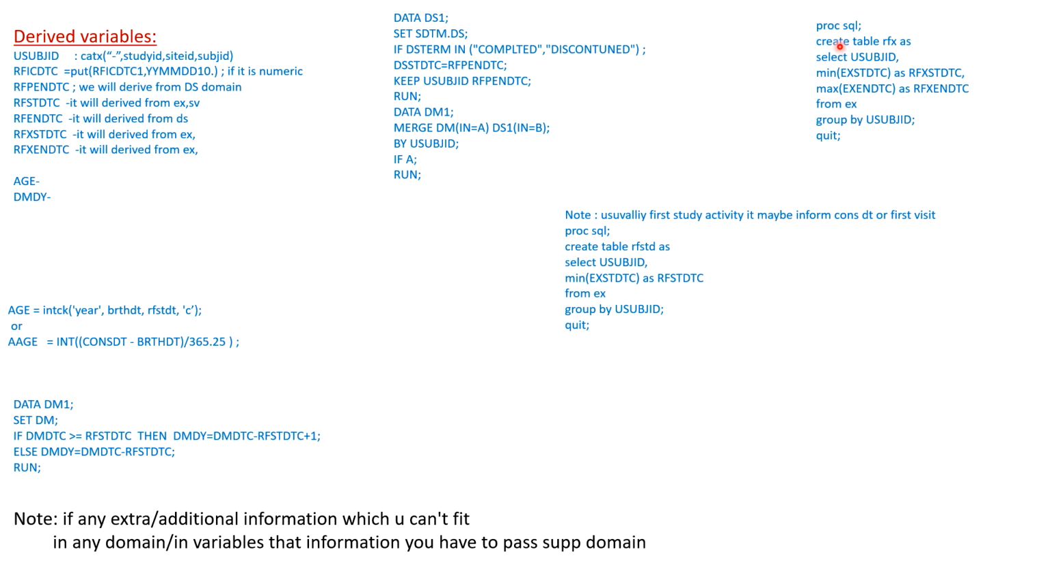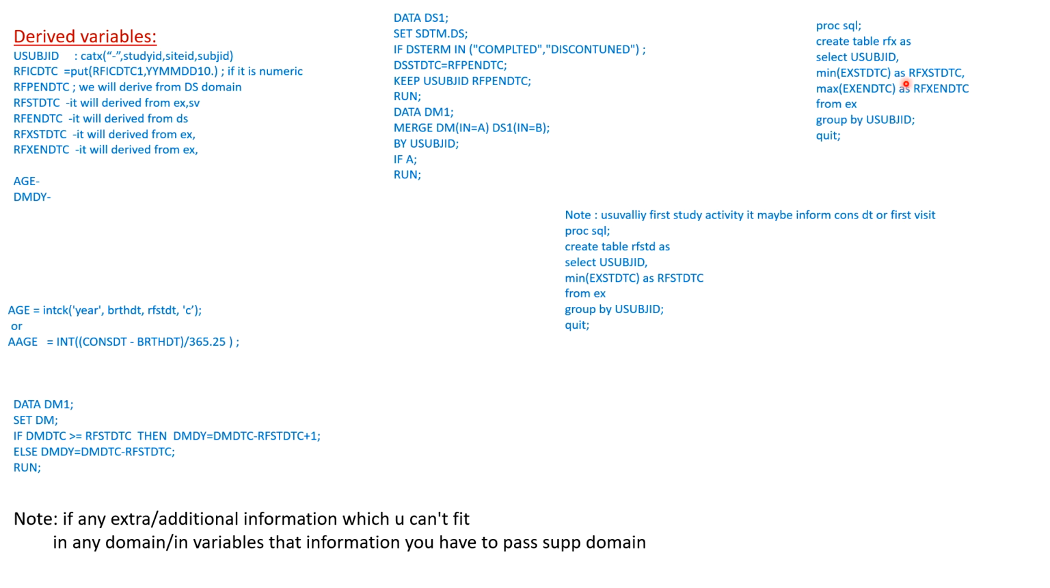We'll see here. I used PROC SQL, but instead of PROC SQL we can also use a DATA step, using first dot last dot, to derive RFXSTDTC and RFXENDTC. So here PROC SQL creates a table RFX as a data set. Select unique subject ID, min of EXSTDTC as RFXSTDTC, max of EXENDTC as RFXENDTC from the EX domain, group by unique subject ID, quit.